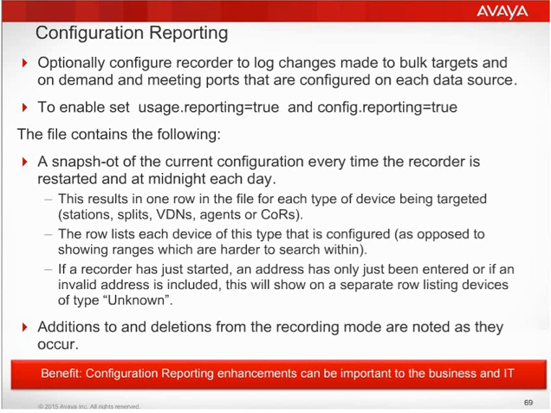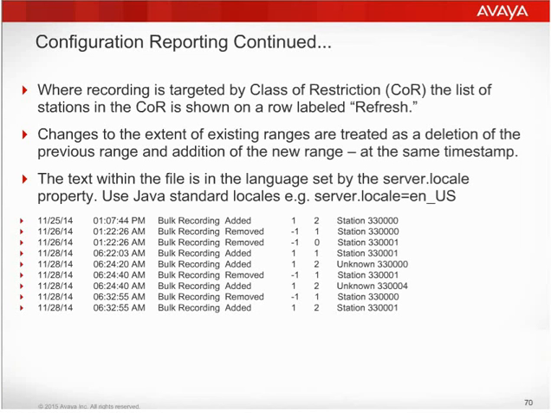ACR can now log changes made to bulk, on-demand, and meeting recording modes if the new configuration reporting feature is turned on for the recorder. The log will show both the current configuration of all recording targets and will note additions to and deletions from the recording mode. An example of the text report generated is shown here. The configuration report will help ACR administrators audit and protect against lost recordings due to system configuration changes and recording target deletions.